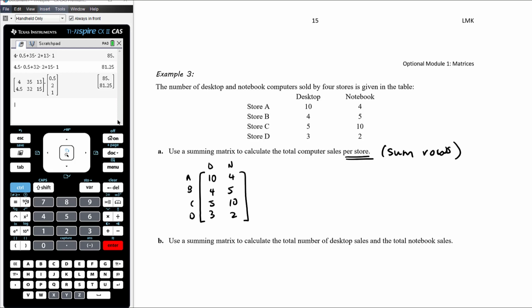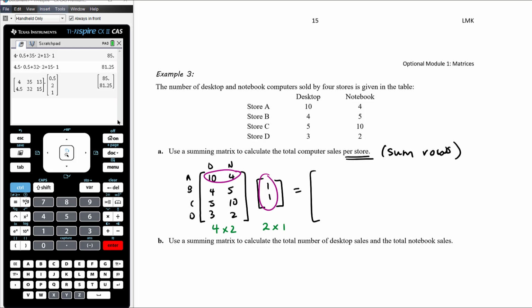So we're going to need a column matrix, and if we think about how big it needs to be, this is a 4 by 2 matrix. We're going to need this to be a 2 by 1 matrix. So a column matrix with 2 rows and 1 column, so that the multiplication will work. Alright, so then we can do that.